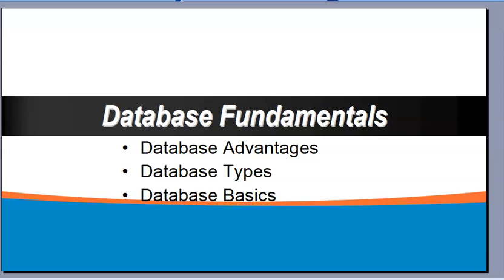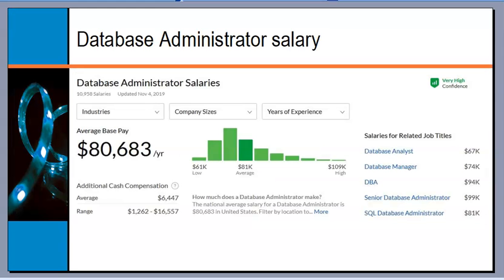Specifically, we're going to talk a little bit about database advantages, database types, and database basics. And the reason that some of you are going to want to know is, one, this is good information to have. Two, the average salary in the Chicago area for a database administrator is about $80,000, $81,000. This is basically the median salary, average pay. This includes people with no experience, who are almost certainly making less, and people with more experience, which can easily break six figures.